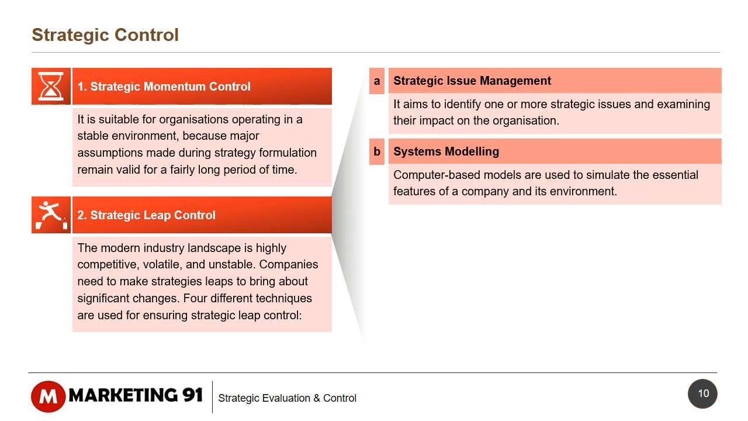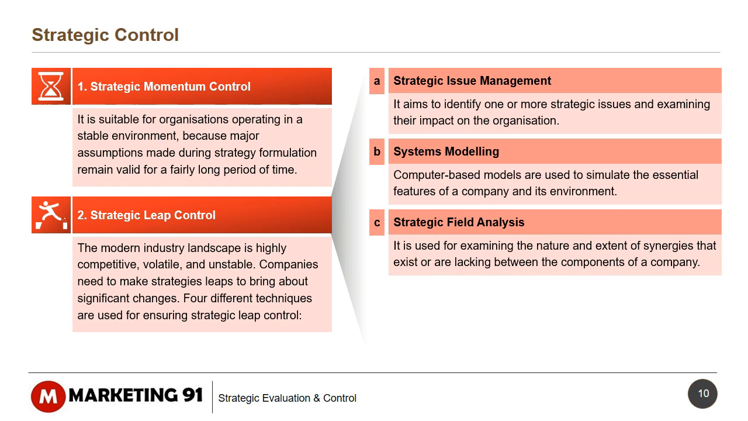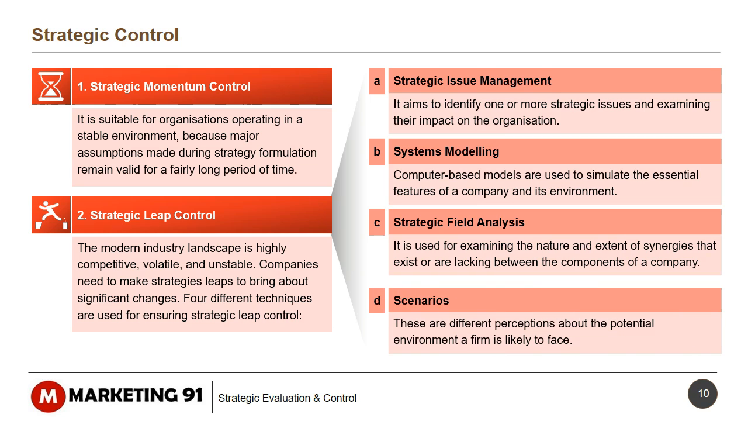Systems modeling. Computer-based models are used to simulate the essential features of a company and its environment. Strategic field analysis. It is used for examining the nature and extent of synergies that exist or are lacking between the components of a company. And lastly, scenarios. These are different perceptions about the potential environment a firm is likely to face.